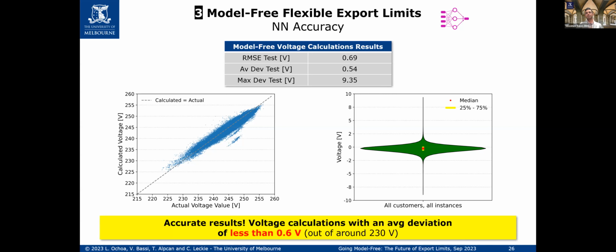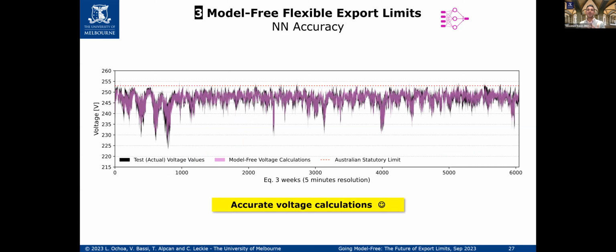Here, what we are presenting are the time series results. The colored regions represent the difference between the maximum and the minimum value at each instant. In black, you are seeing the test actual voltage values, which correspond to the real smart meter values. Whereas in purple, what you can see are the calculations done by our neural network.